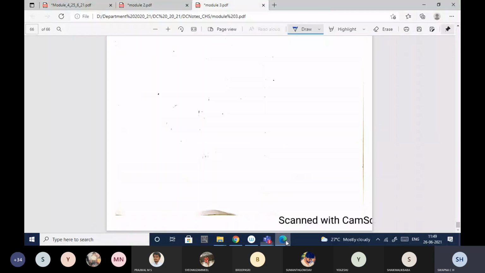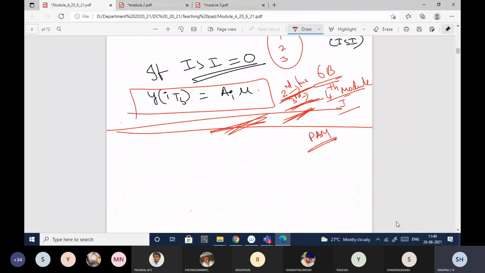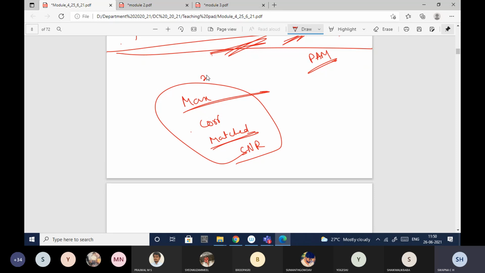So again, let me just repeat the important things which are related to your exam. Maximum likelihood decision rule, then correlation receiver, then comes your matched filter. In the matched filter expression also, and at the same time SNR, that also. This all corresponds to your second module. Then comes your third module.